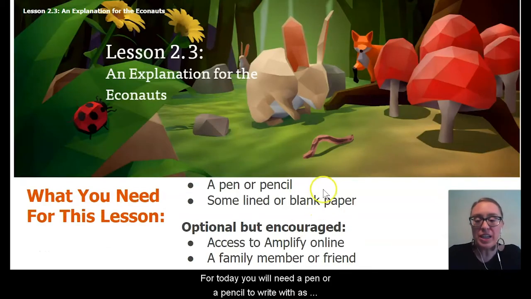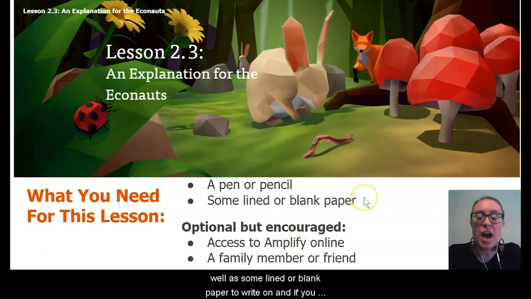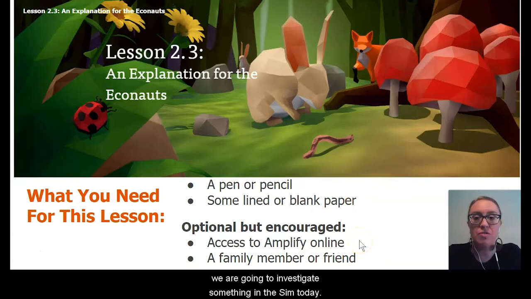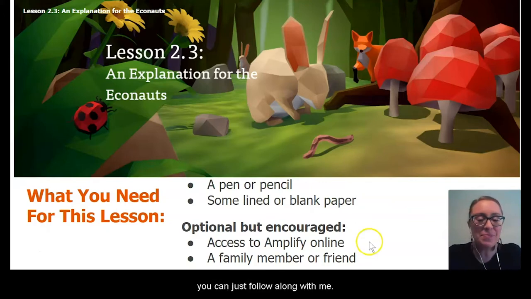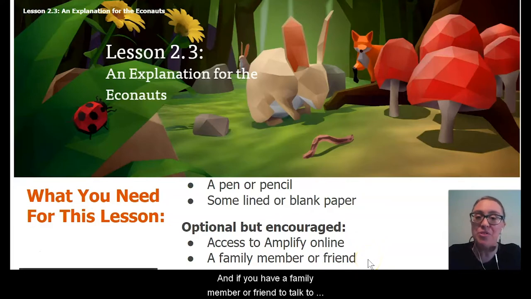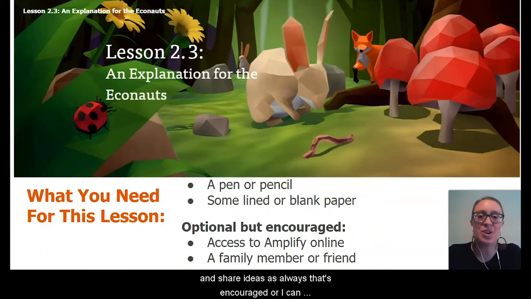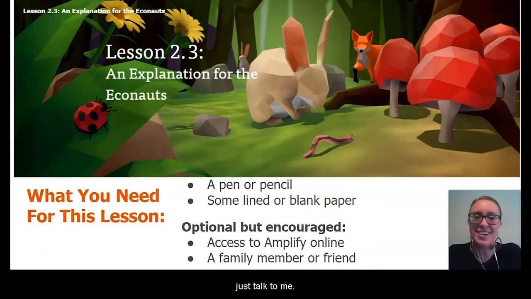For today, you will need a pen or a pencil to write with, as well as some lined or blank paper to write on. And if you have access to Amplify Online, that would be great because we are going to investigate something in the sim today. If you don't have access to Amplify Online, you can just follow along with me. And if you have a family member or a friend to talk to and share ideas, as always, that's encouraged, or again, just talk to me.